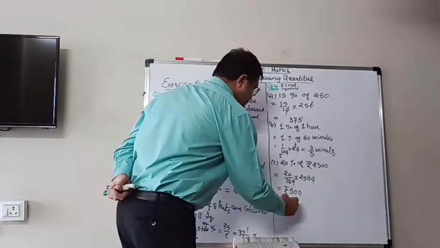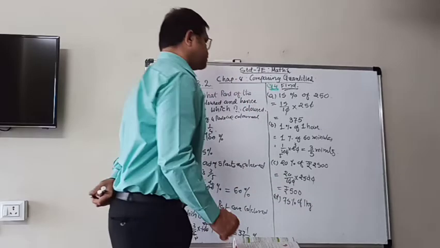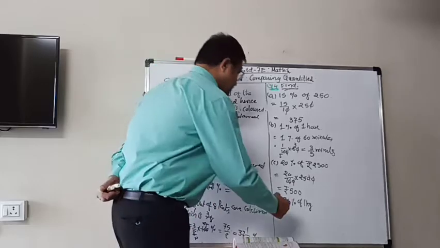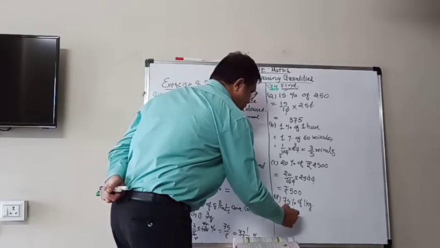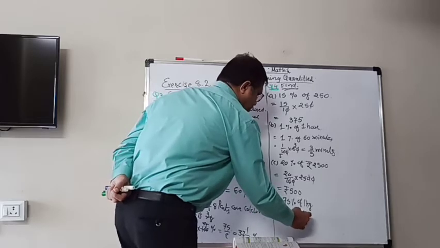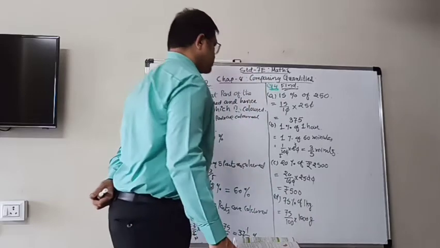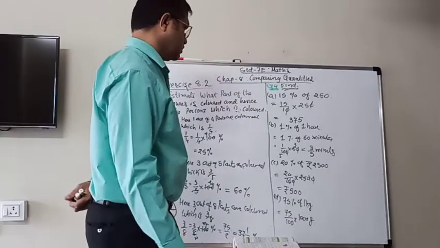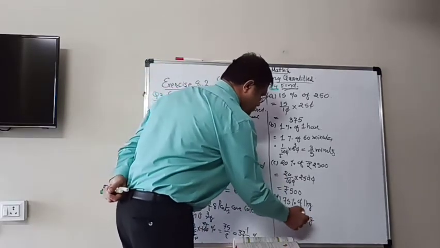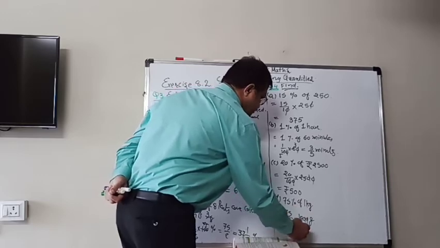75% of 1 kilogram. So that is 75 upon 100. You can write down here 1 kilogram as 1000 gram. So here cancellation. 75 tens is 750 gram.